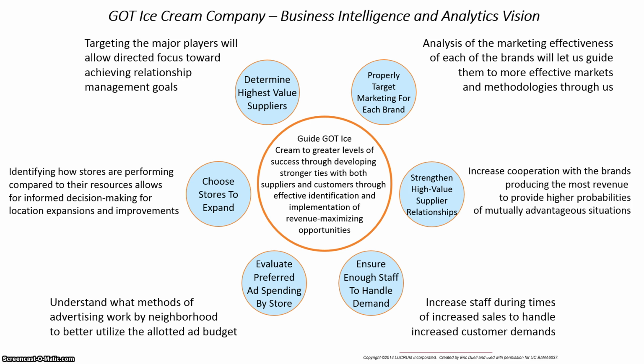As a team, we focused on 4 business areas when making our GOT ice cream visualization. One of which was the general sales that we see based on the highest value suppliers. We want to make sure that we can identify the top 6 brands and focus as much effort as we can on cultivating our relationships with those suppliers in order to try and create higher probabilities of mutually advantageous situations in the future and make sure that those relationships are properly maintained moving forward.